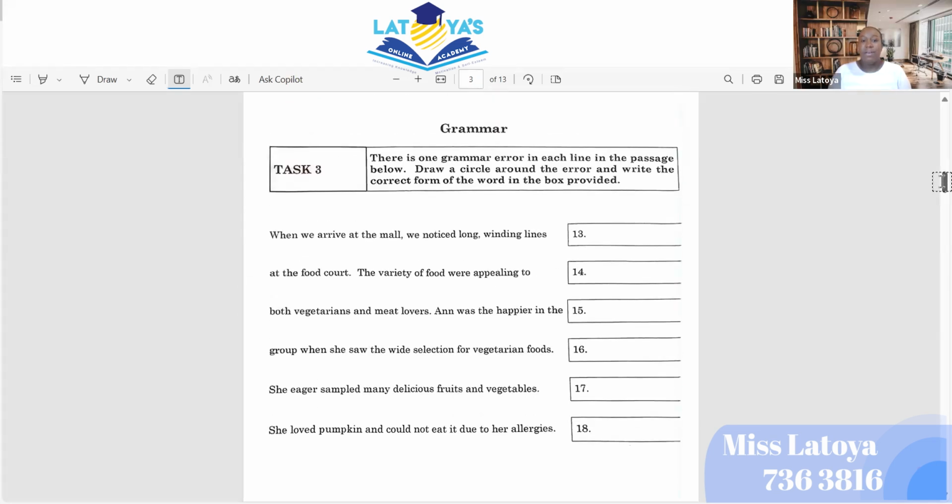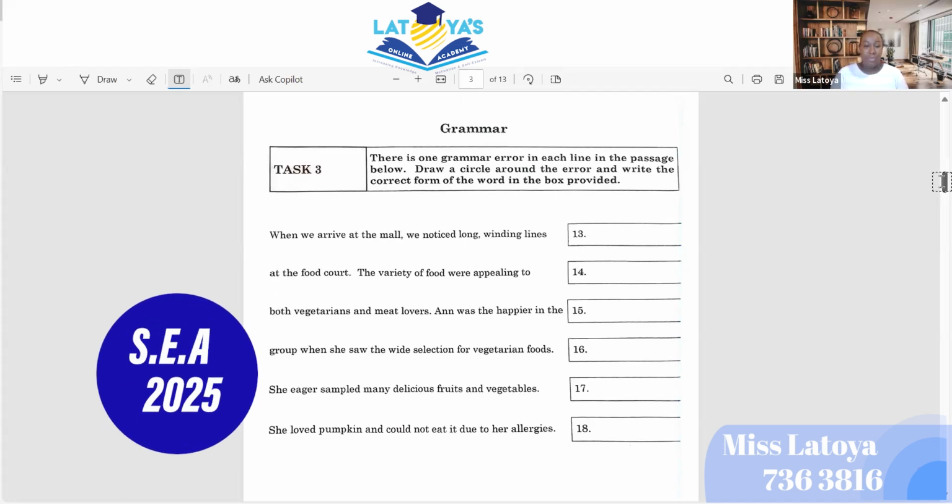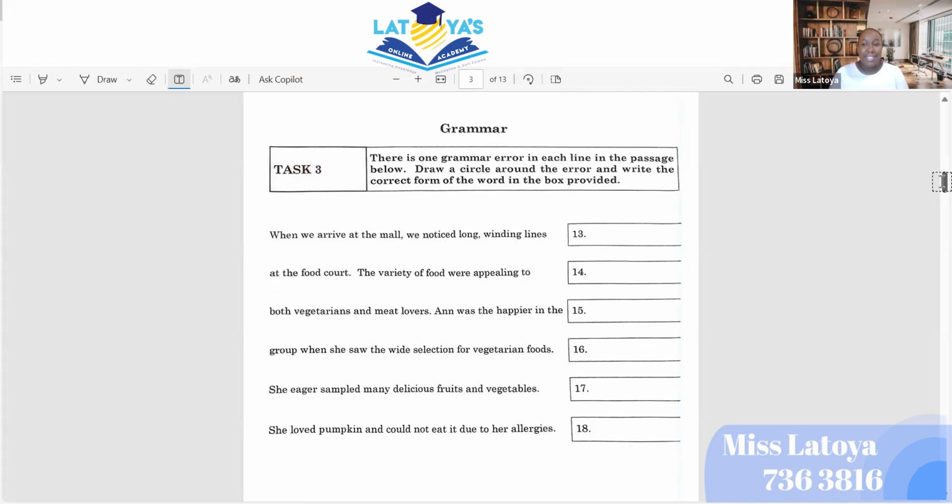Task 3, grammar. There is 1 grammar error in each line in the passage below. Draw a circle around the error and write the correct form of the word in the box provided. So again, we are given a paragraph. They are not sentences. It's a paragraph, and it's very important that you read your paragraphs.